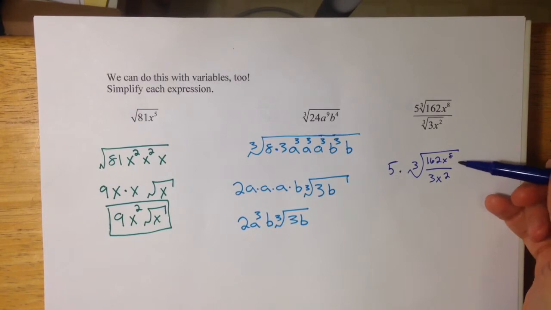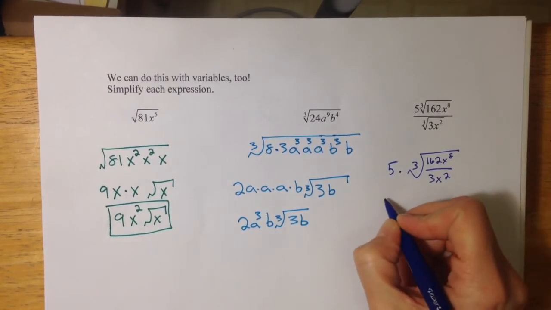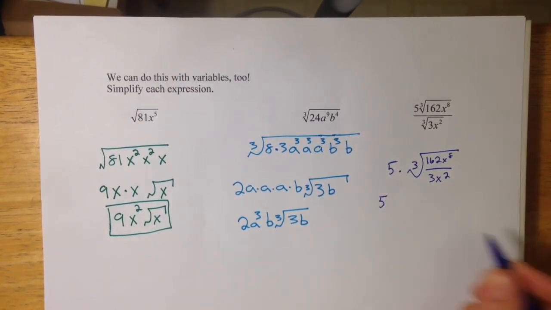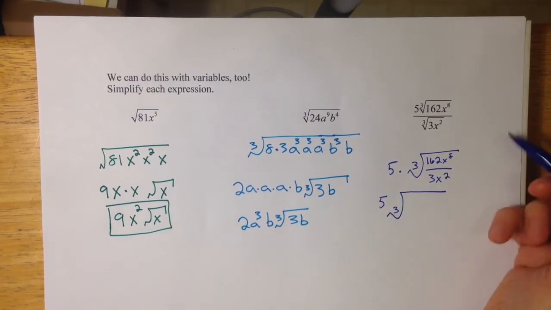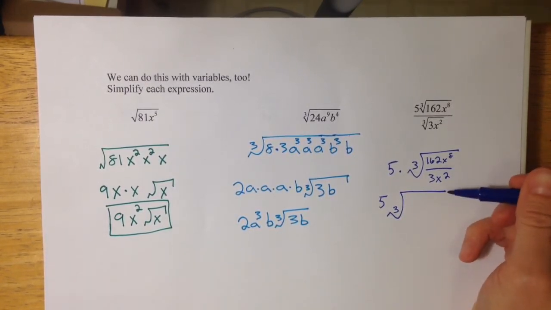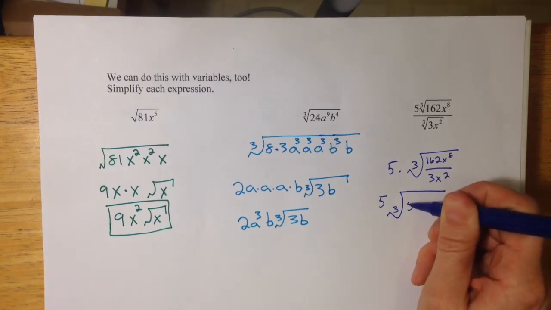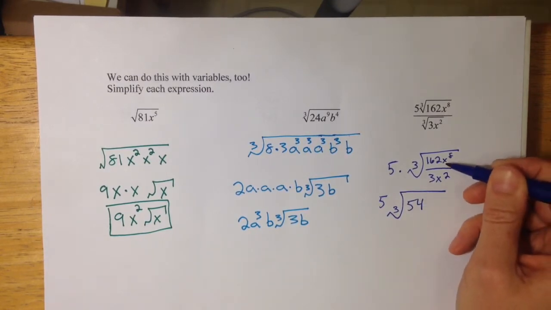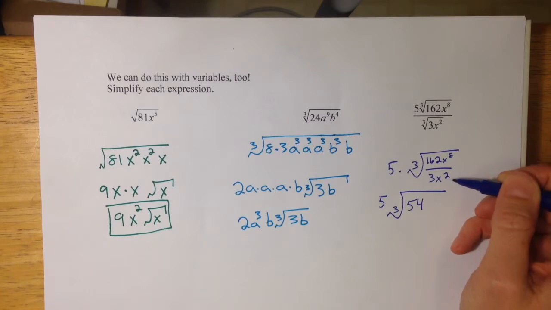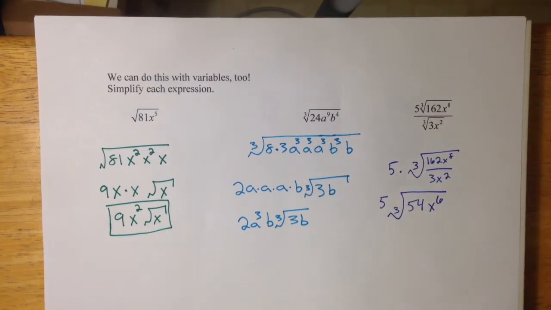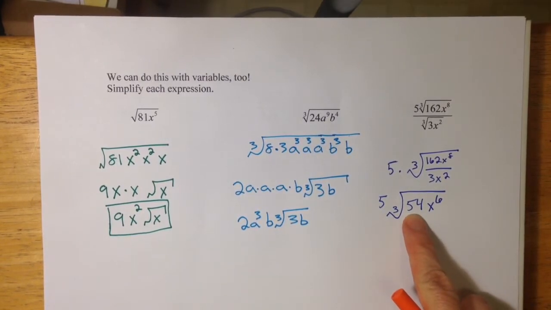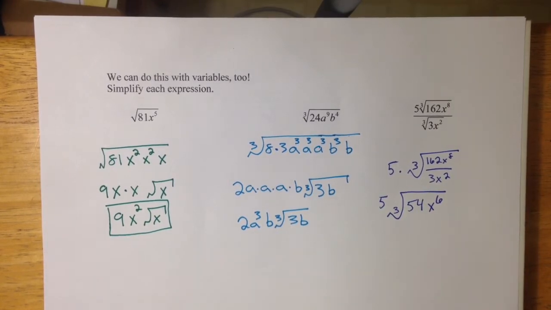Now let's work on simplifying the stuff under the radical. I'm going to write my 5 out front just so that I don't forget about it. But inside the radical, 162 divided by 3 is 54. And x to the 8th divided by x squared is x to the 6th. This is starting to look a little bit better already. However, I'm not quite sure what to do with that 54. 54 isn't a perfect cubed root.